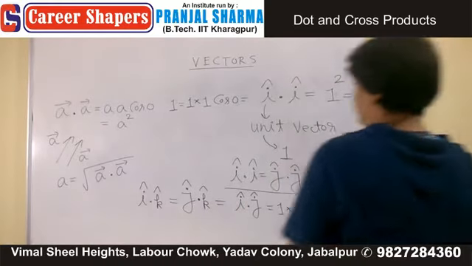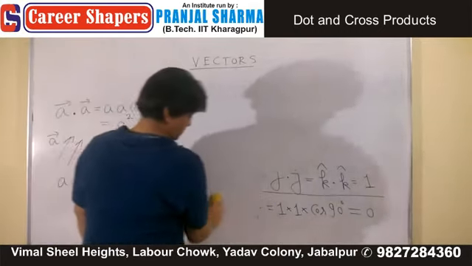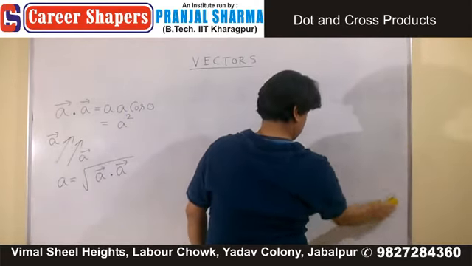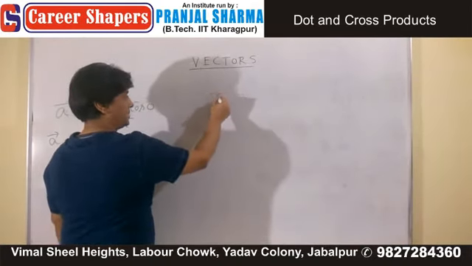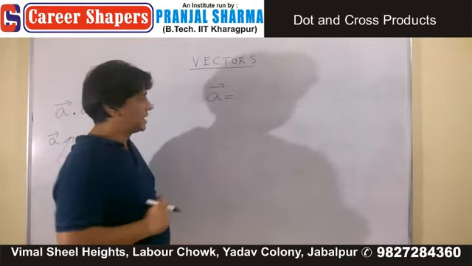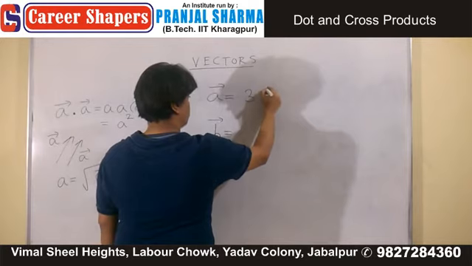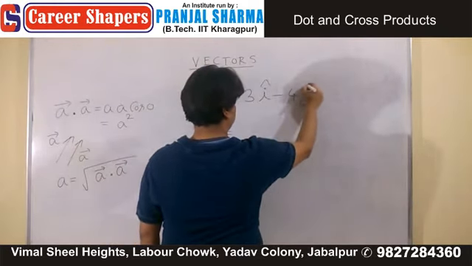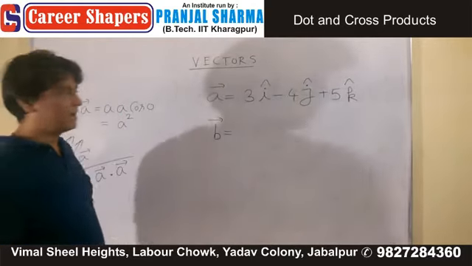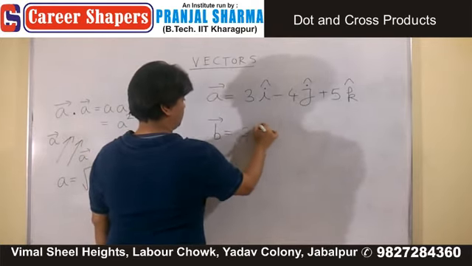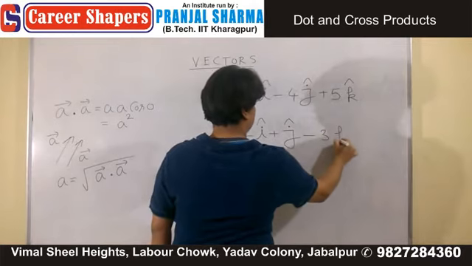Now, once we have the information of i and j, if they give us, let's say we have been given two vectors a and b in this form. a vector is 3i cap minus 4j cap plus 5k cap. b vector is 2i cap plus j cap minus 3k cap.